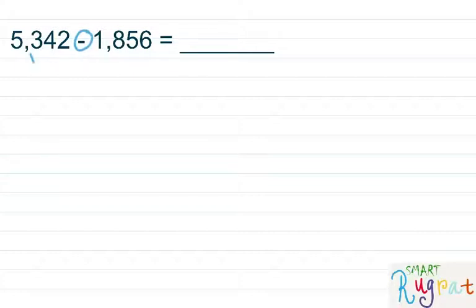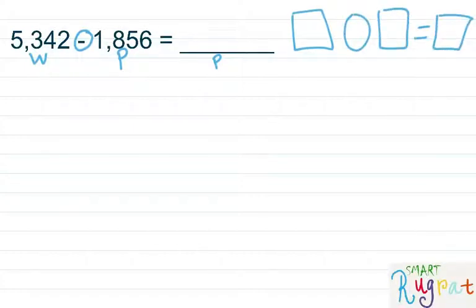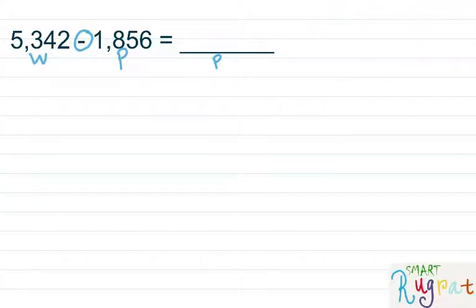When I have a minus, my first number is a whole, the next number is a part, and I'm going to be looking for a part. Same thing as box, circle, box is equal to box. But again, because I already wrote it down, we don't need that. Now I have to label my place value at the top. Start with the greatest number. Ones, tens, hundreds, thousands, same over here, ones, tens, hundreds, and thousands.